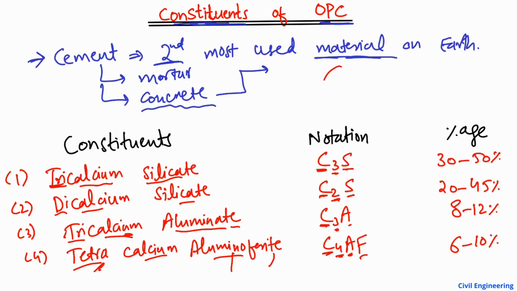So if we have cement here, for example this is cement, and if we divide this into 4 parts, it will look like this. So I call it, for example, C3S here is present in a higher amount, and then we have C2S, and then we have C3A, and then the last one is C4AF. So there are 4 important constituents of the ordinary Portland cement.